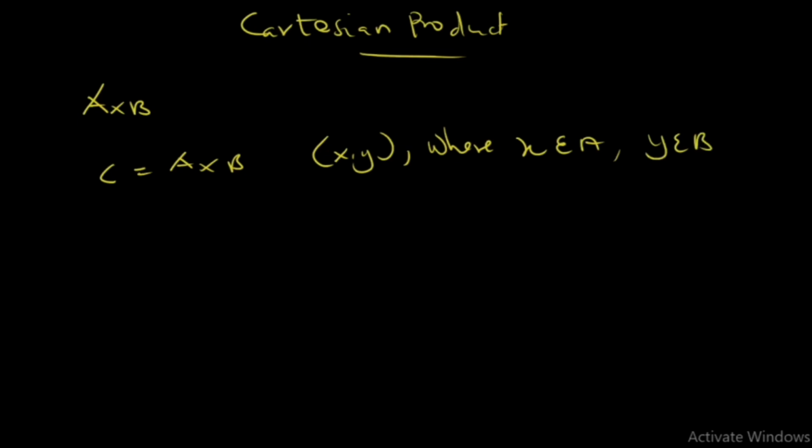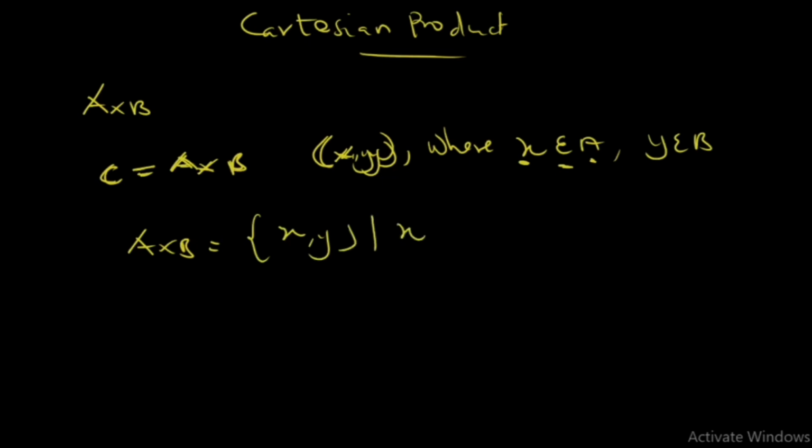So in that case, if C is written in the form A times B, that means (X, Y), where our X belongs to A and our Y belongs to B. So when you write A times B, we have it to be the way that X and Y, that is X an element of A and Y an element of B.